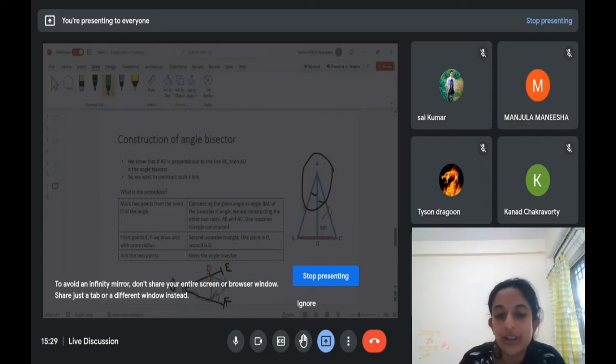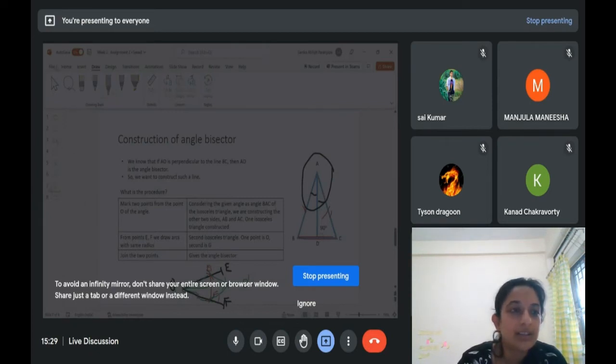And then when you join the points O and this point, let us say O dash, again this O dash will be acting as the angle bisector of angle EOF. So you can see that only by understanding this simple isosceles triangle geometry, all the three constructions are made simple.